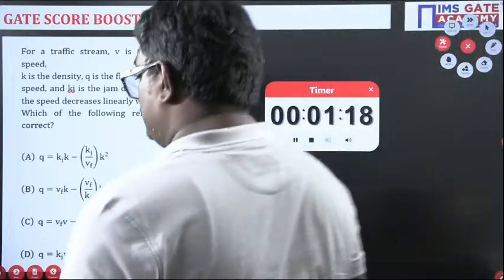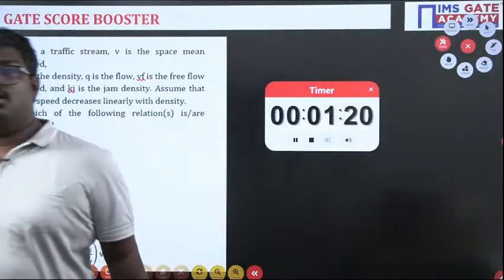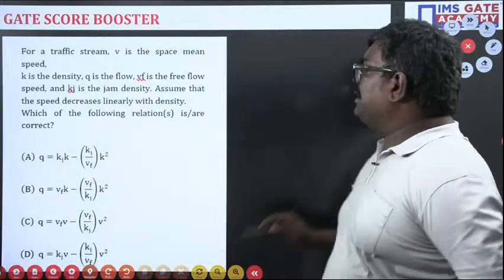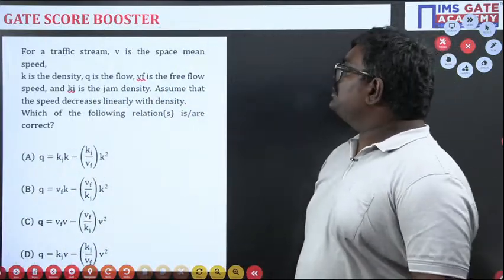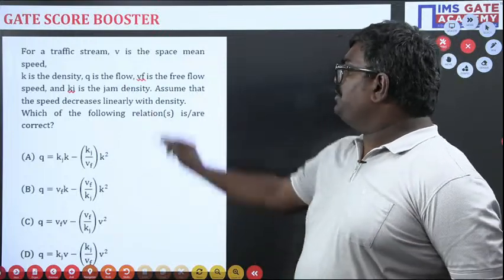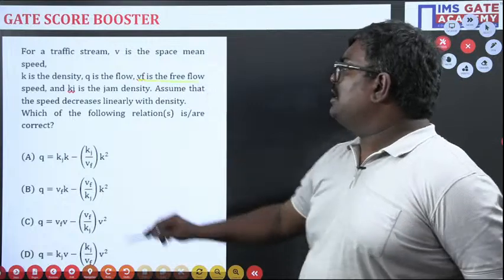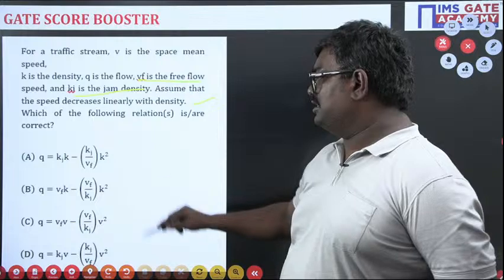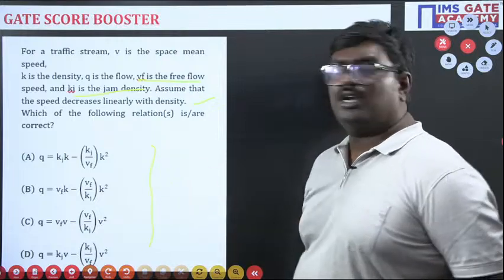Okay, see students, let me tell you this question. Here let me read the question. The question here is: for a traffic stream, V is the space mean speed, K is the traffic density, Vf is the free flow speed, Kj is the jam density. Assume the speed decreases linearly with density. Which of the following statements are correct?